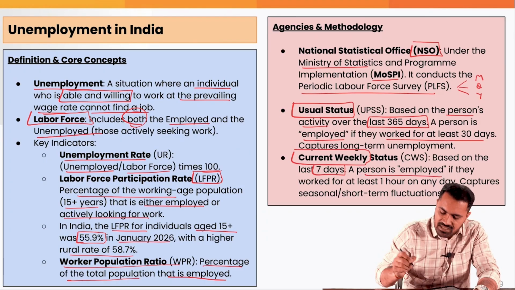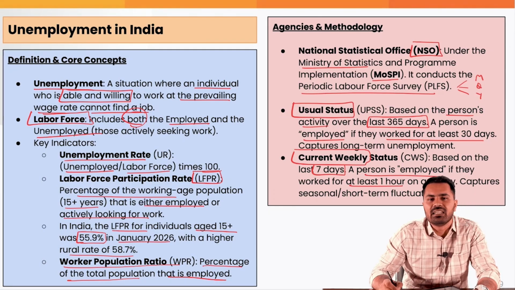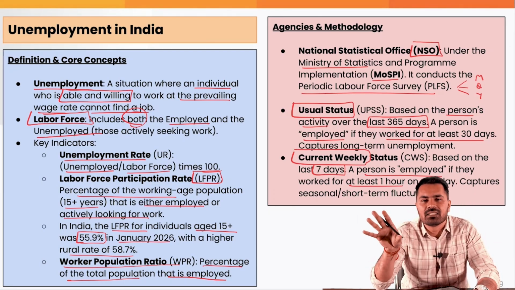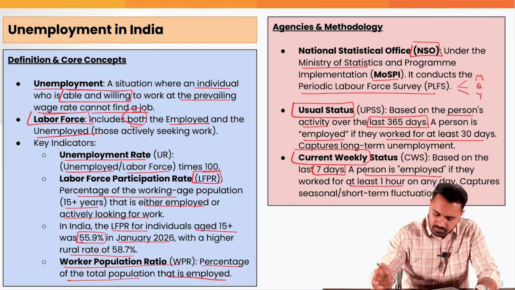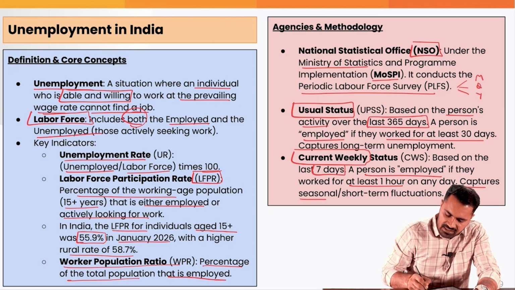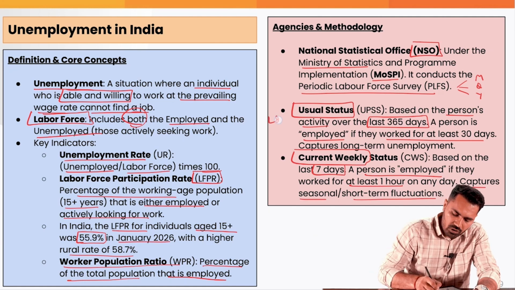A person is considered employed if they worked for at least 1 hour in any day. In the last 7 days, if a person has worked for just 1 hour, any day, any time, he will be considered employed. So it captures seasonal or short-term fluctuations, and usual status captures long-term fluctuations, and this captures short-term.